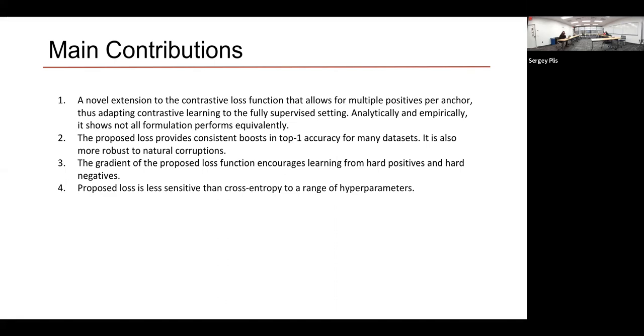Cross entropy loss is sensitive to hyperparameters. That means if we change the hyperparameter settings for supervised classification using cross entropy loss, then the performance varies widely. But supervised contrastive learning loss is less sensitive than cross entropy to the range of hyperparameters we've seen.